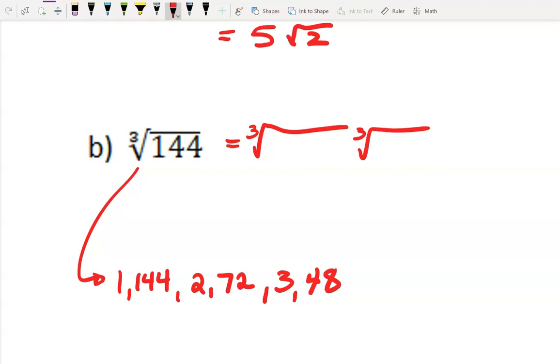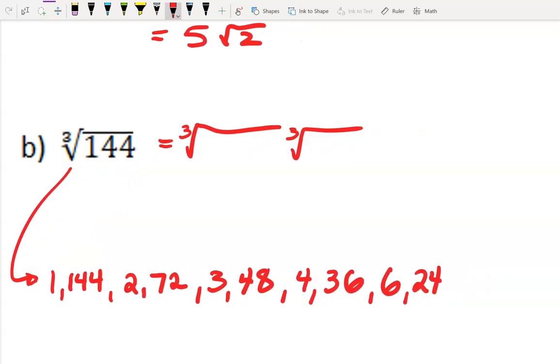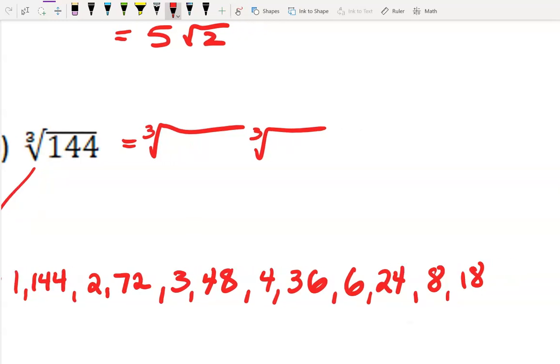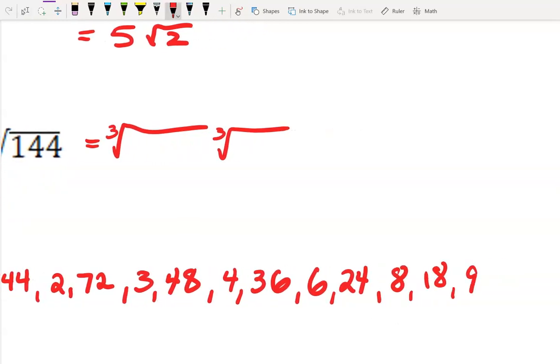48 times. And 4, does 4 go into there? Yeah, 4 goes in 36 times. 5, no. 6, yeah, 6 goes in 24 times. 7, no. 8, yeah. 8 goes in 18 times. How about 9? Yes, 9 also works. 9 goes in 16 times. 10, no. 11, no. 12. Yeah, 12 times 12.